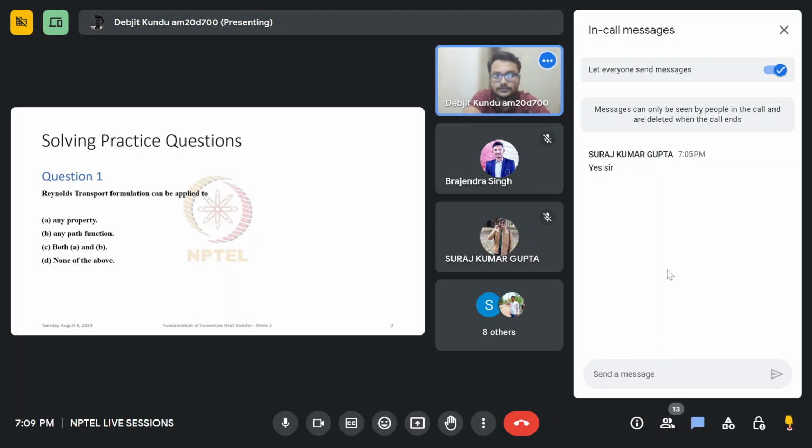Okay, so let's have some responses. We have one response in favor of option A, any property. Let's get some other answers. We have a second response in favor of option C, both A and B. Another one in favor of option C.